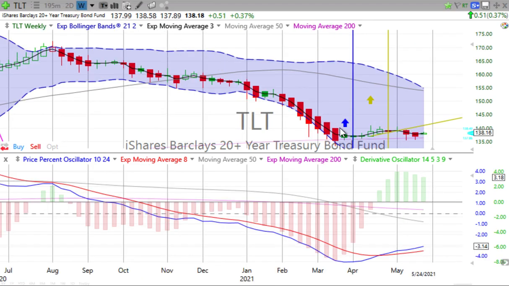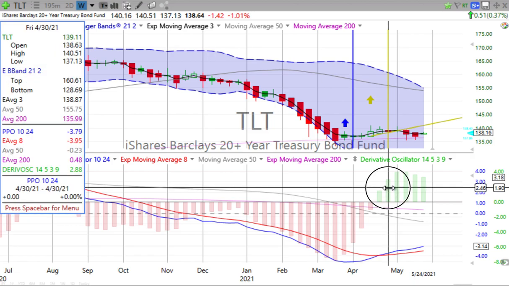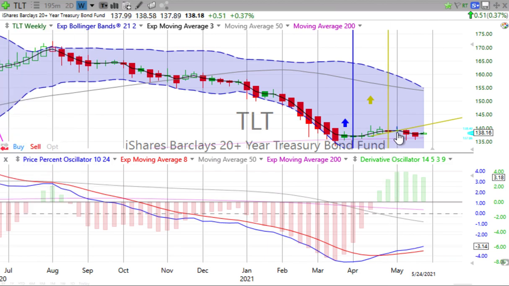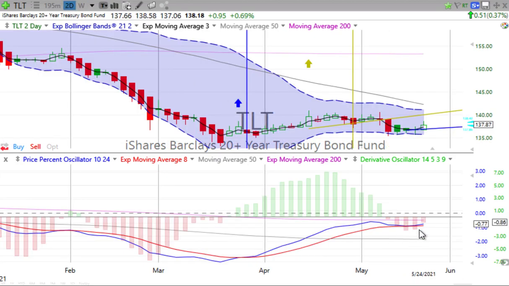Let's see what's going on with 20-year bonds. Of course, 20-year bonds crossed over, going up back on the 30th. That was April the 30th. And then what did they do consequently? Slung sideways and then down for 2 more weeks. And this week starting off a little up, 0.37. But that price percent oscillator's continued to move up and pull away from the red signal line. Derivative oscillator stayed positive. And the 2-day is bouncing off the red signal line.